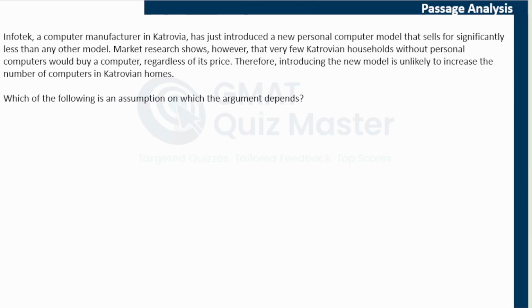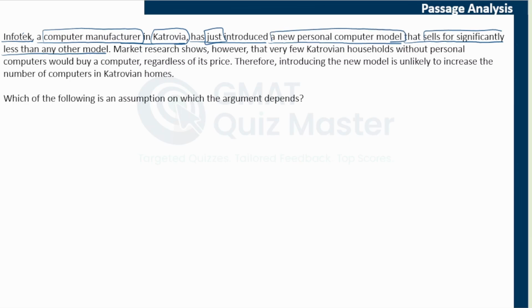Let's now start with passage analysis. Infotech, a computer manufacturer in Ketrovia, has just introduced. Just means it is a recent thing. It has recently introduced something. What is it? A new personal computer model that sells for significantly less than any other model. So how is it different from the existing models? This one sells for significantly less than any other model. So it has a price advantage that makes it different from the existing models.